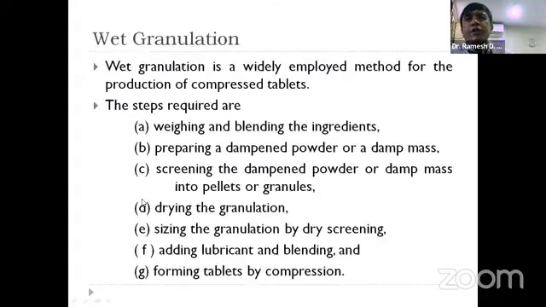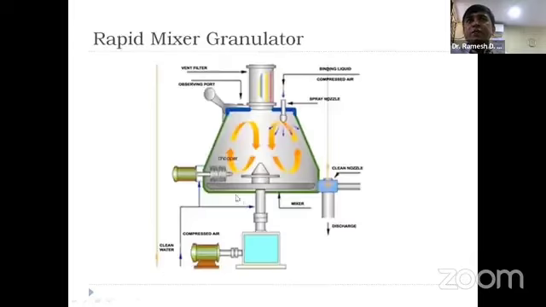Next is wet granulation. It is the most commonly used technique. Here, the mass is prepared by wetting. So the steps are weighing and blending, preparing the damp mass, screening of the damp mass, drying, sizing, adding lubricant, and formulation of the tablet. This is an equipment which is used for granulation, called the RMG, or rapid mixer granulator.